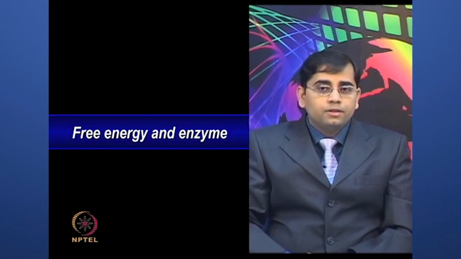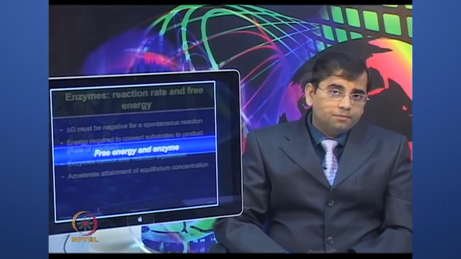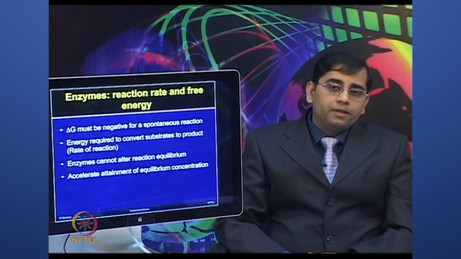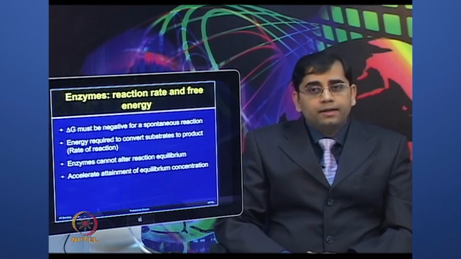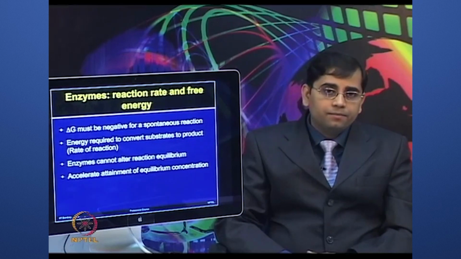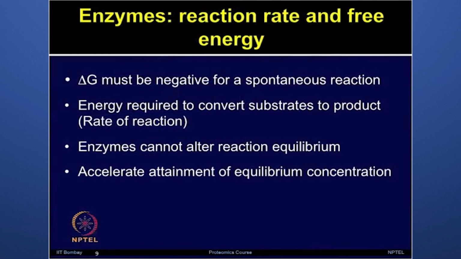Let us now talk about free energy and enzyme. So, remember the concept of entropy, delta G equals delta H minus T delta S. So, delta G must be negative for a spontaneous reaction. So, the energy which is required to convert the substances to product, that is rate of reaction, and enzymes can only affect the rate of a reaction. So, enzymes cannot alter reaction equilibrium, they can accelerate attainment of equilibrium concentration.